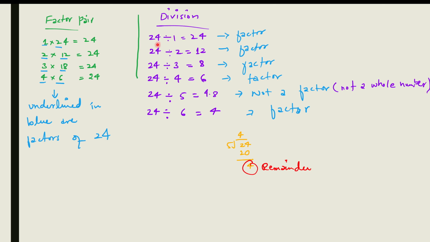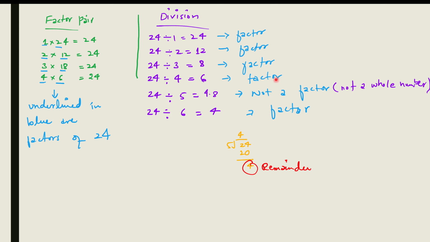As I have shown you for the number 24, we divide it by 1 and get 24, so 1 is a factor of 24. 24 divided by 2 gives 12, a whole number with no remainder, so it is a factor. 24 divided by 3 gives 8, so 3 is a factor. In the same way, 24 divided by 4 is equal to 6, so 4 is also a factor.